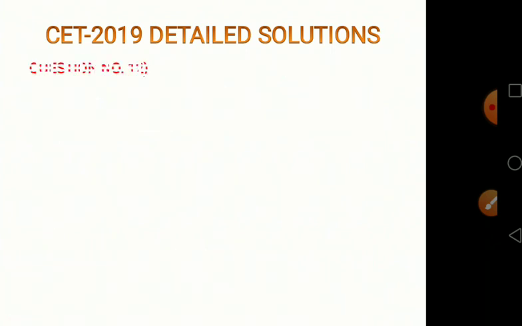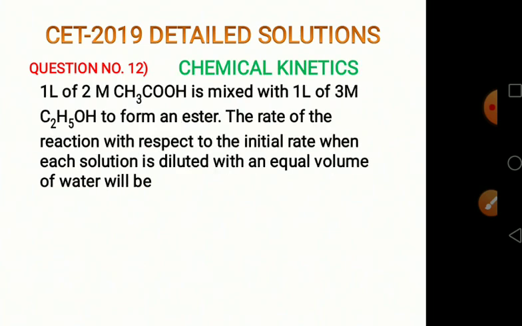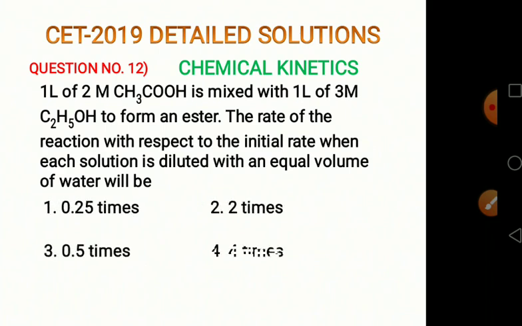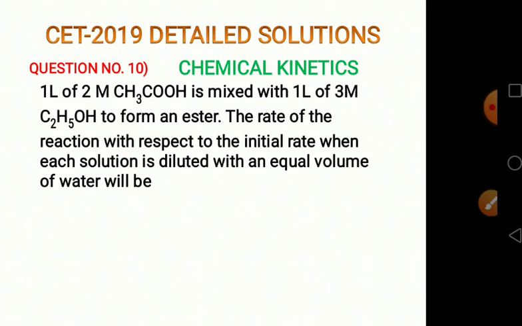Then question number 12, that is also from chemical kinetics. 1 liter of 2M CH3COOH is mixed with 1 liter of 3M C2H5OH to form an ester. The rate of the reaction with respect to the initial rate, when each solution is diluted with an equal volume of water, will be: the options are given like this. How to solve this question?